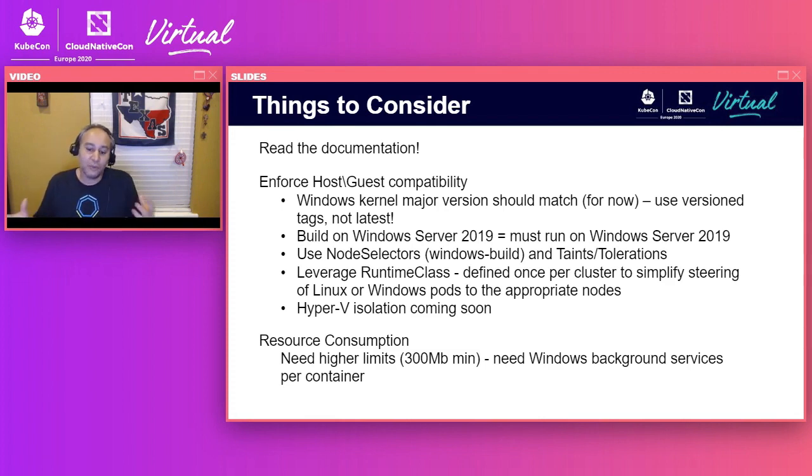The last part is resource consumption. Windows containers require higher limits and a higher memory, and they have a higher memory footprint because of Windows background services and other artifacts that are running inside the container.